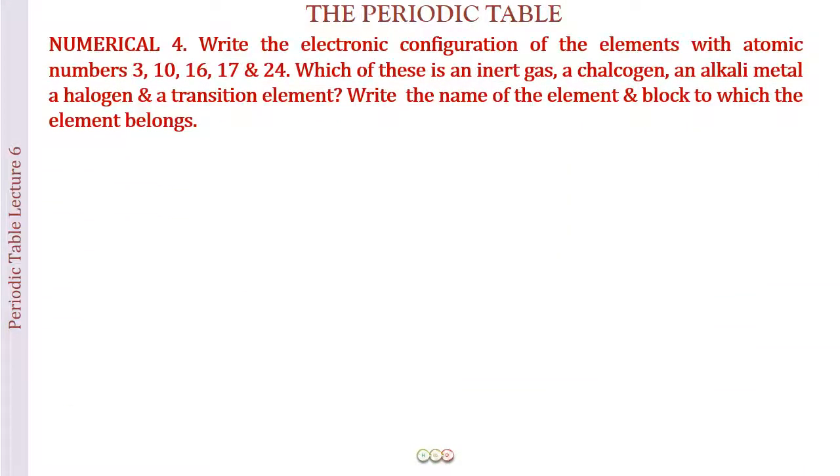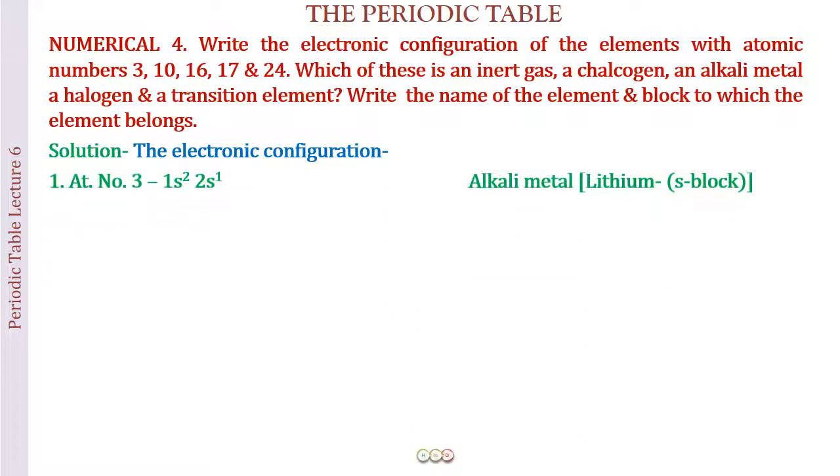Now, the next question we have is: write the electronic configuration of the elements with atomic numbers 3, 10, 16, 17 and 24. Which of these is an inert gas, a chalcogen, an alkali metal, a halogen, a transition element? And write the name of the element and the block to which the element belongs. So let us begin with writing the electronic configuration for the first one.